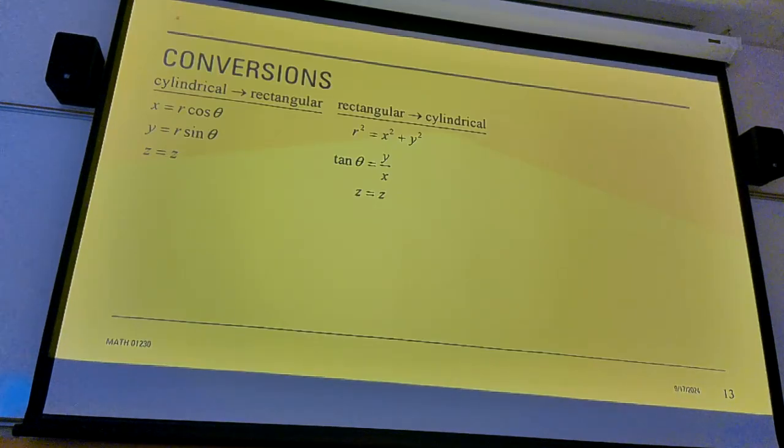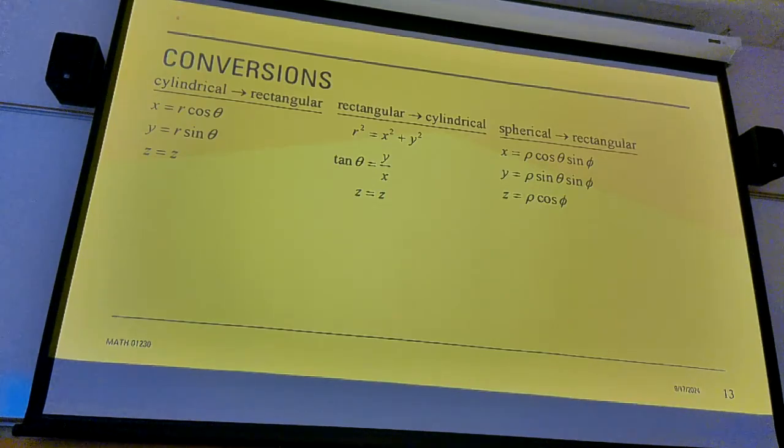Spherical. x is rho cosine of theta sine of phi. y is rho sine of theta sine of phi. z is rho cosine of phi. And I believe I go over a derivation for those in the lecture video. So if you want to see the derivation, watch it. That is spherical to rectangular.